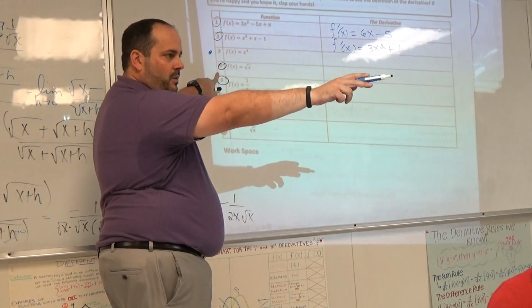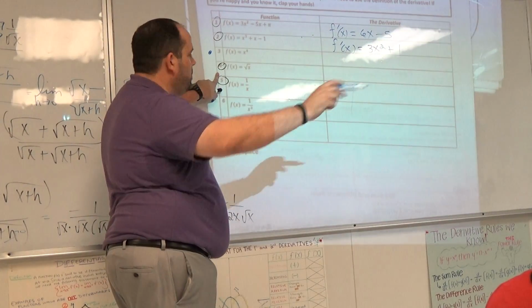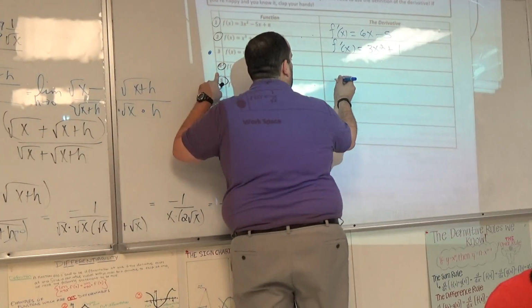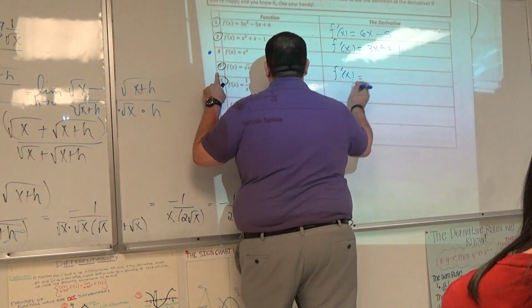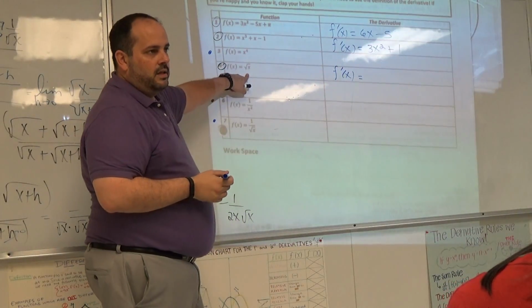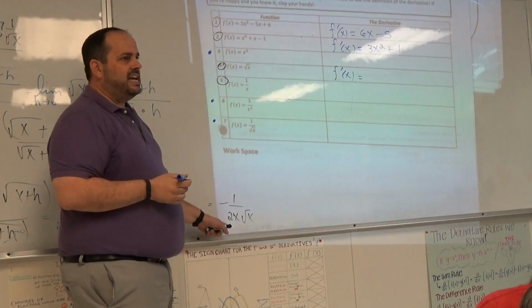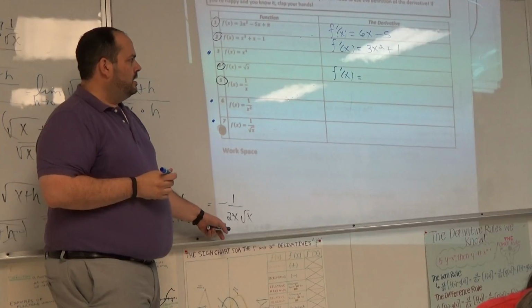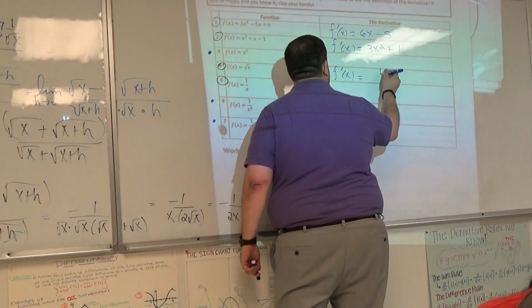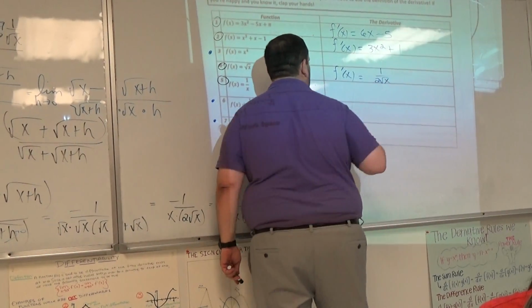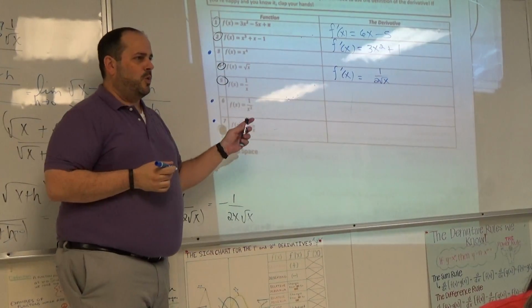Okay, number 4, was that you guys? Yeah. What'd you get? Negative 1 over 2x. No, that's number 7. Oh, okay, never mind. Then we got 1 over 2 square root of x. I can't believe you plagiarized by submitting my work.